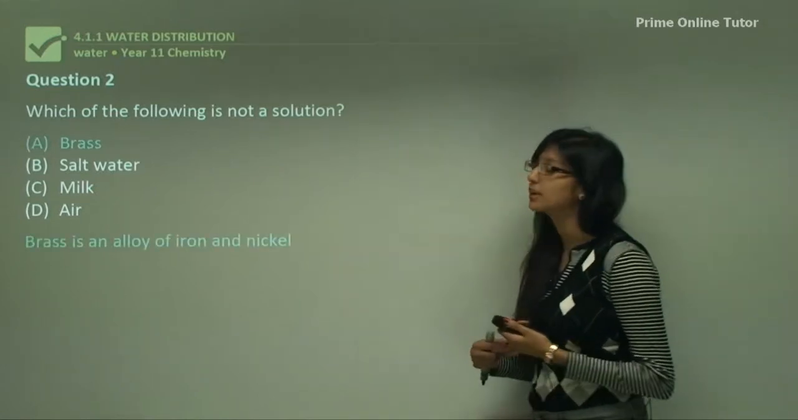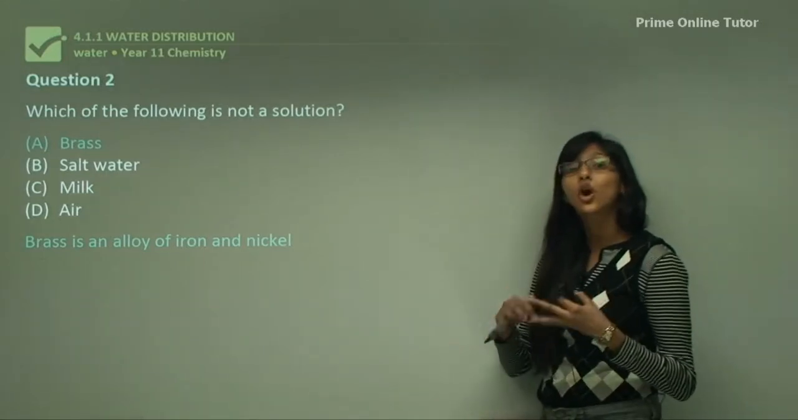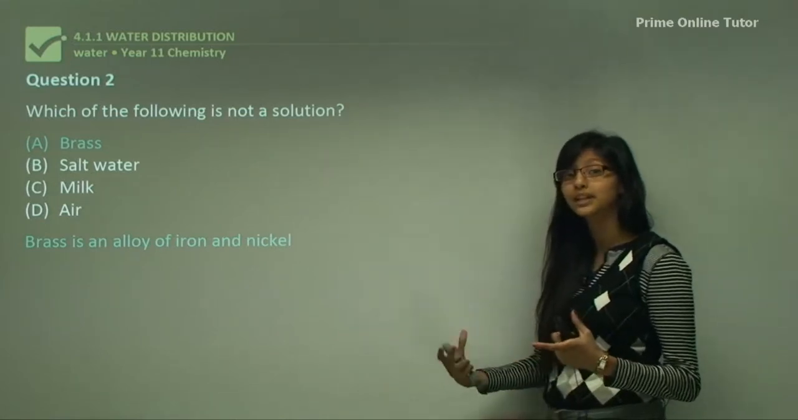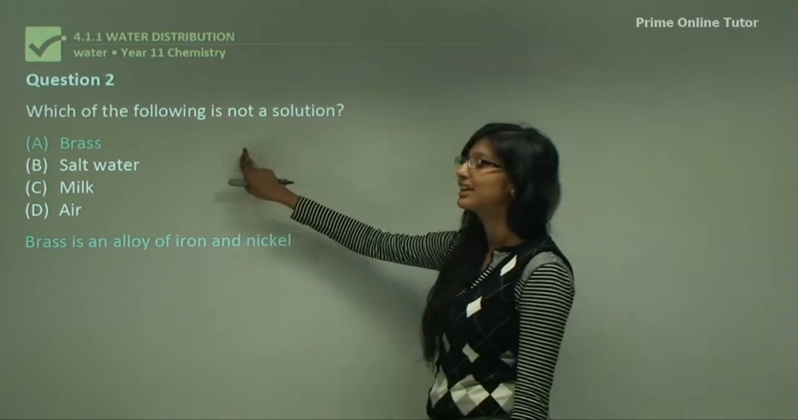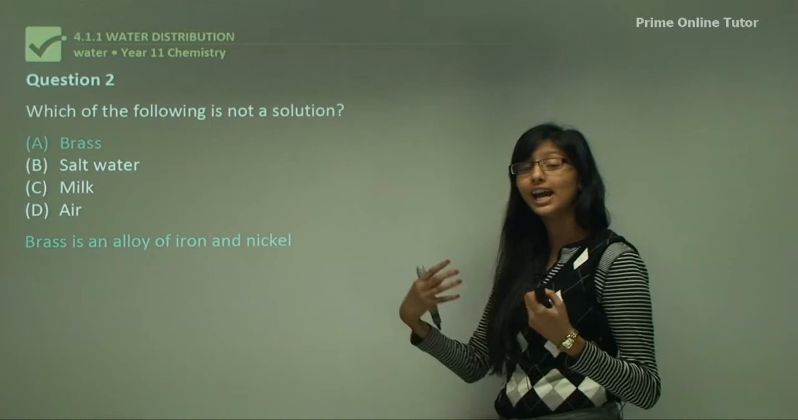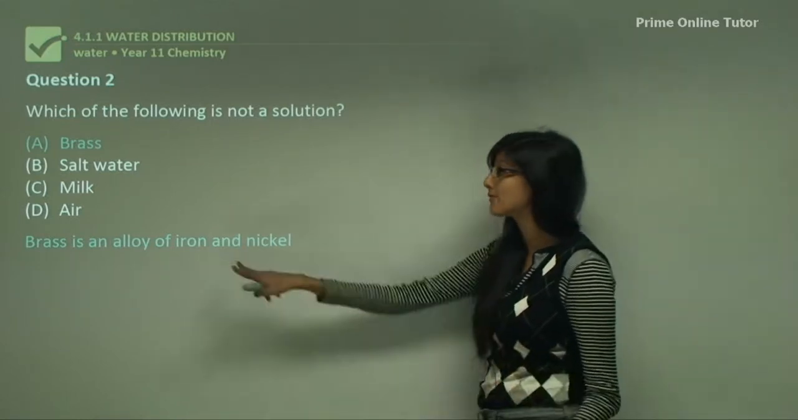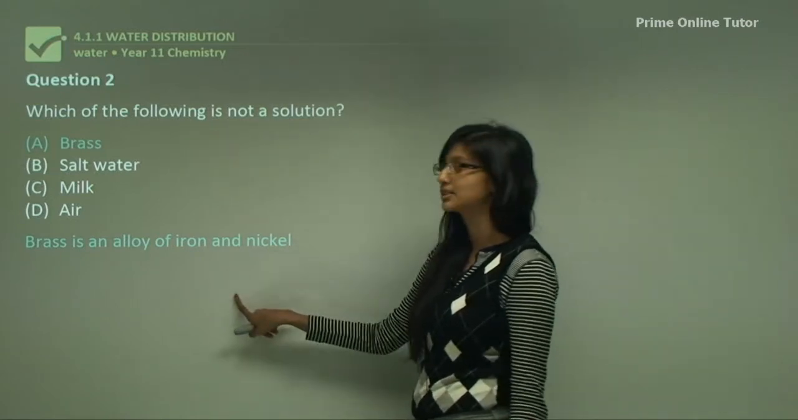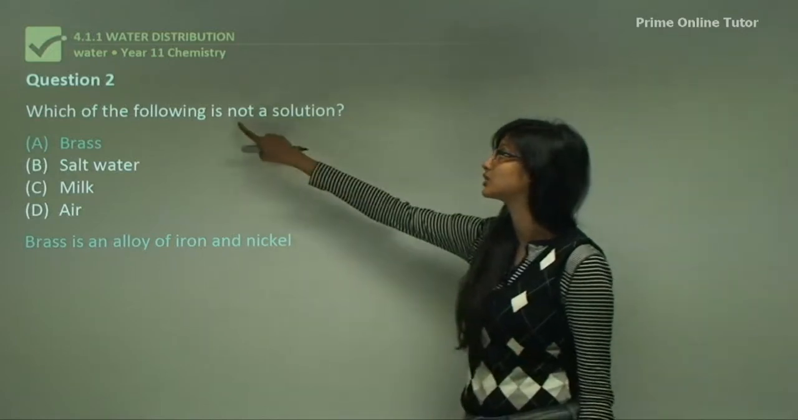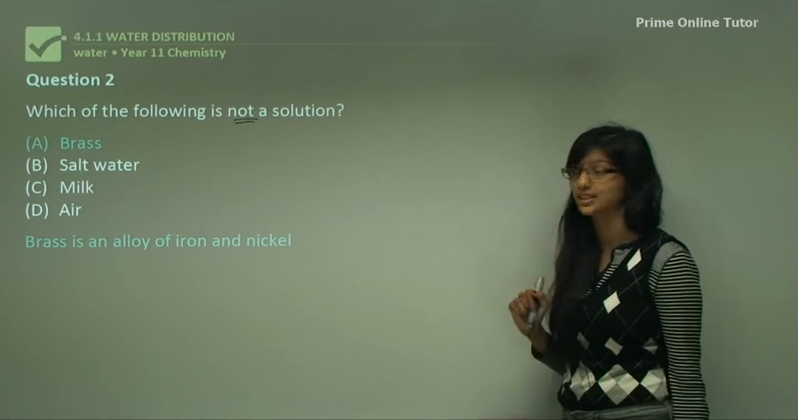So our first one says brass. If you remember, a solution does not always have to be a liquid, so a solid substance can also be a solution. So what is brass? Brass is an alloy of iron and nickel. And what is an alloy? Alloy is a mixture of two metals. And again, it's a homogeneous mixture of iron and nickel. So brass is a solution. So A is not our answer because we're looking for something that is not a solution. So make sure you know the word not is mentioned in this question.